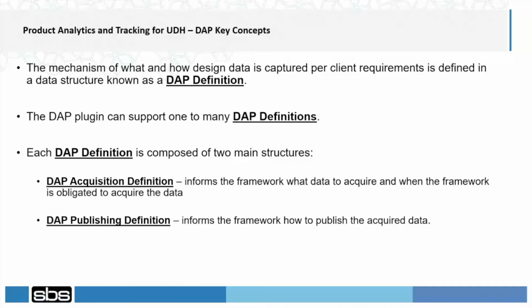One of the data structures is what we call a DAP acquisition definition. That acquisition definition is just informing the framework of what data to acquire and when the framework is obligated to acquire the data. I'm going to show you an example of these definitions in just a moment. And then the second part of it is the publishing definition. That just informs the framework of how to publish the acquired data, whether it's going to a database or a file server or calling a REST or SOAP-based service. That's how the data is published.